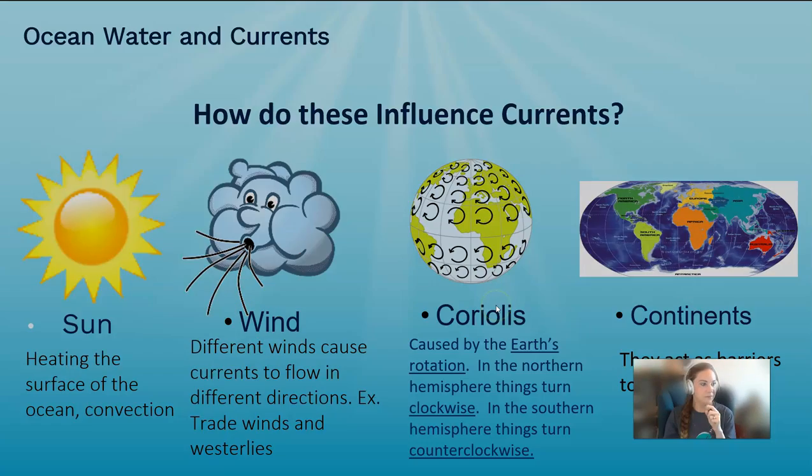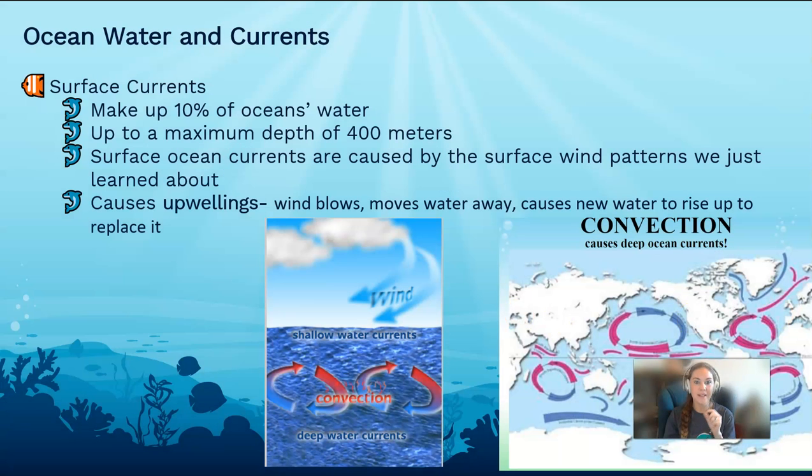So now, surface currents make up 10% of ocean's water. Only 10% on the surface of our oceans. Now, when we talk about surface currents, we're talking about 400 meters deep. 400 meters deep. Now, I know that 400 meters deep sounds like a lot, but when you're talking about the depth of the ocean, 400 meters is just skimming the surface. Surface current. It's a bad pun, I know.